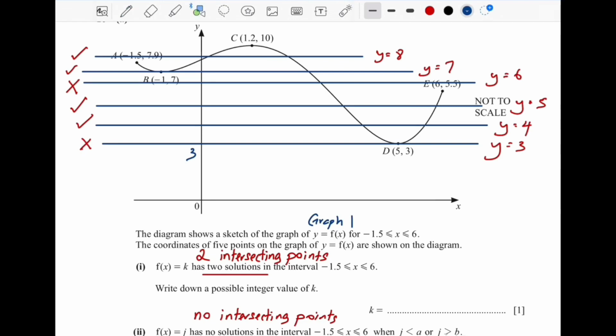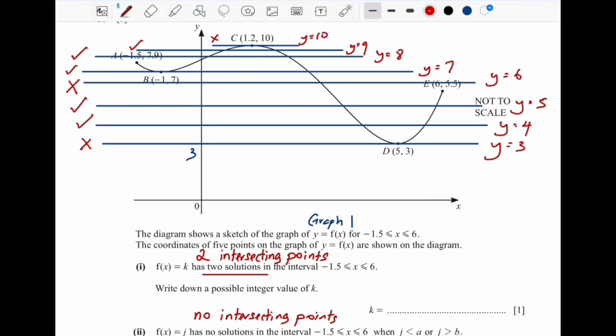y equals 9, it will be here. Okay, also accepted. y equals 10. No, just 1 intercepting point.